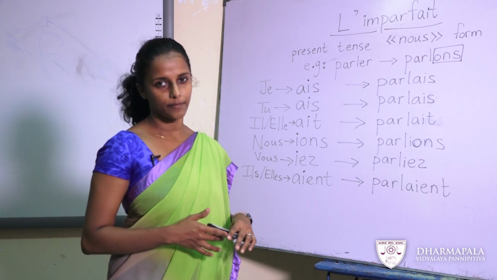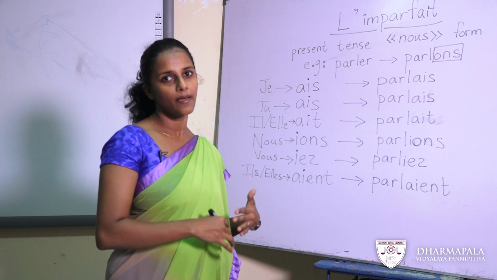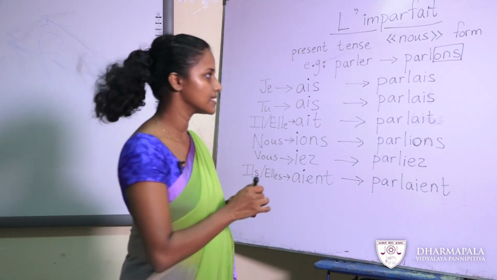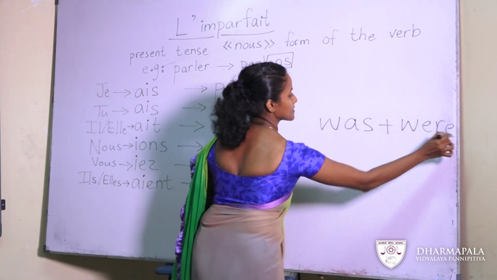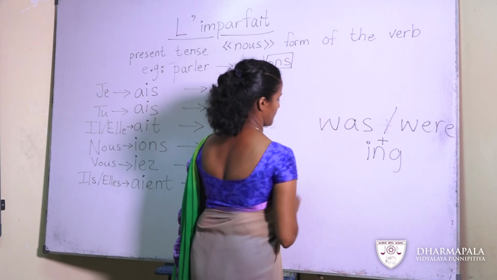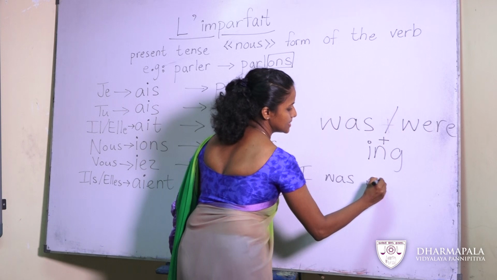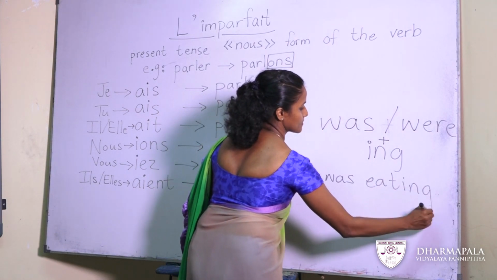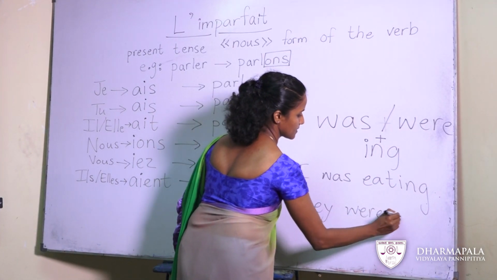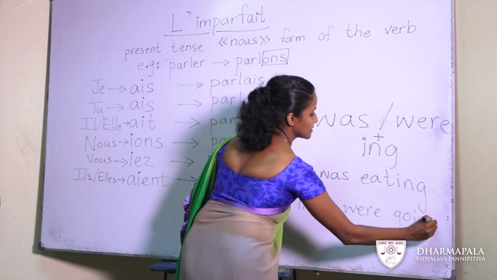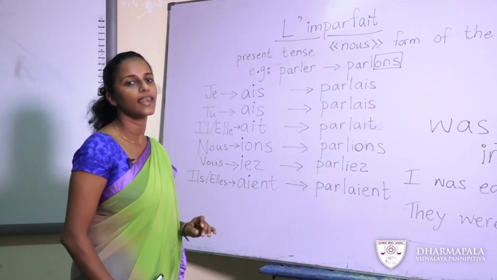Now, we are going to learn l'imparfait. In this tense, we learn how we give descriptions in the past tense. In English, it is was plus the ing form of the verb. That means, if I want to say I was eating, they were going, to describe these things, we can use l'imparfait.